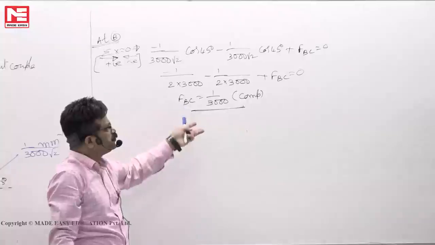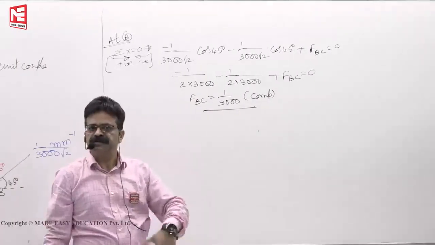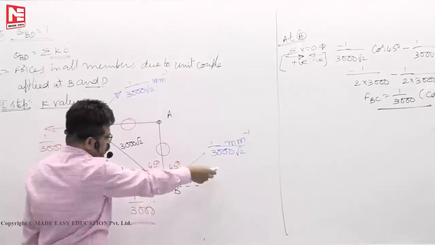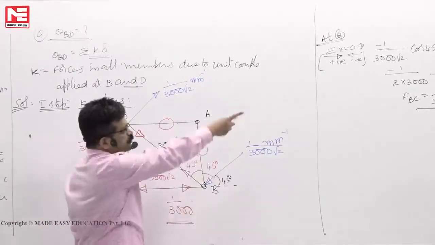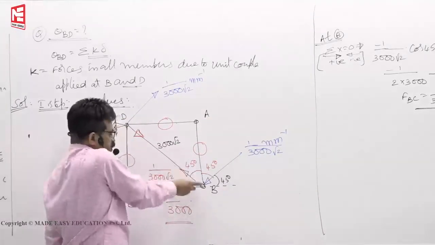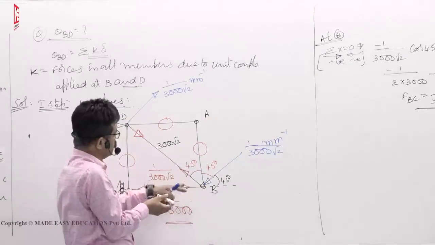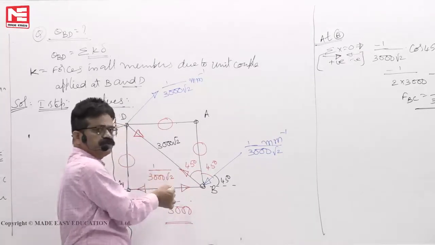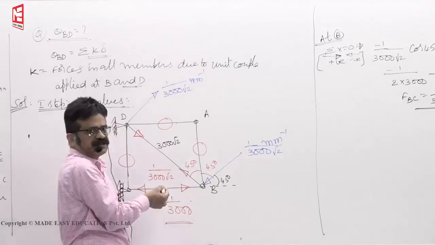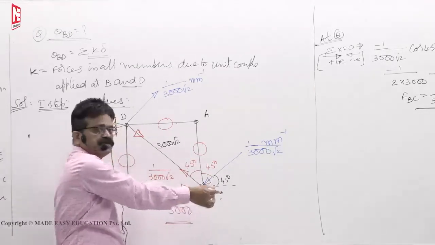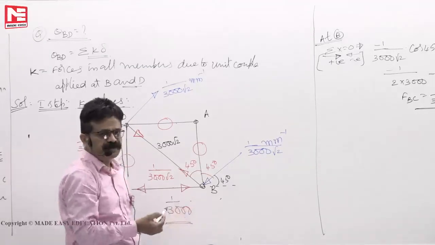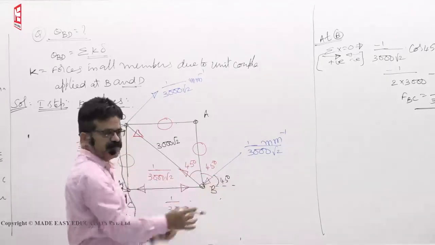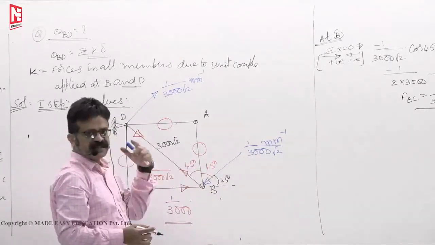In such cases, we should not just do this much and tell 1 by 3000. We should be able to read it. Now I read it, you understand. 1 by 3000 root 2 cos 45, 1 by 2 into 3000. This is 1 by root 2, that is 1 by 3000 root 2 into cos 45. That means 1 by 3000 root 2 into root 2. So 1 by 2 into 3000, 1 by 2 into 3000. That means if you sum them, 1 by 3000. So 1 by 3000 on the left side, and on the right side 1 by 3000. That's what is called reading of the forces.